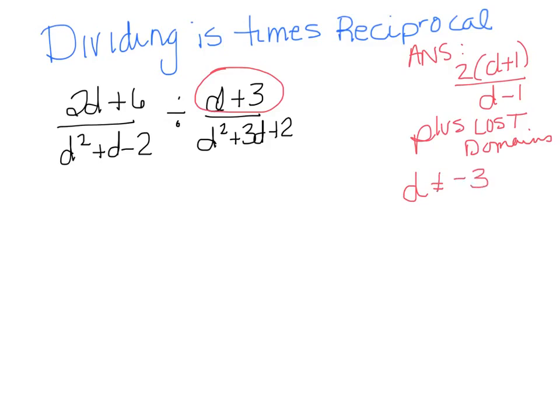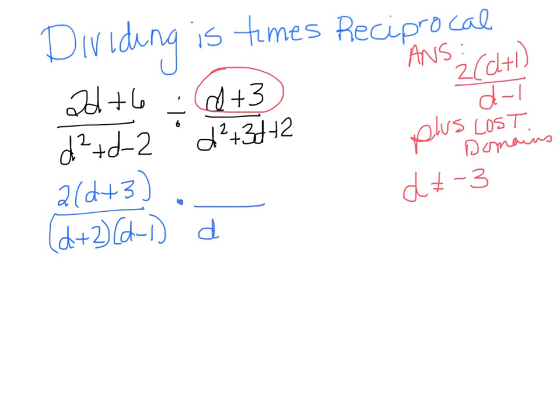Okay, so let's start factoring. 2 comes out, d plus 3 is left. On the bottom, d plus 2 and d minus 1. And then I'm going to switch these up. So the d plus 3 will go on the bottom, and I'm going to factor this one and put it on the top. So d plus 1, d plus 2. All right, now I get to take a look at this and see what's going to cancel. d plus 2 and d plus 2, d plus 3 and d plus 3.